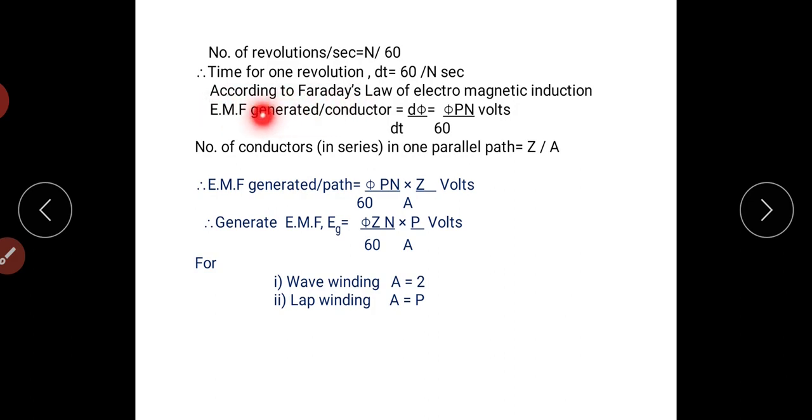So EMF generated per conductor equals dΦ by dt. dΦ equals ΦP and dt equals 60 by N. So finally we get ΦPN by 60 volts.